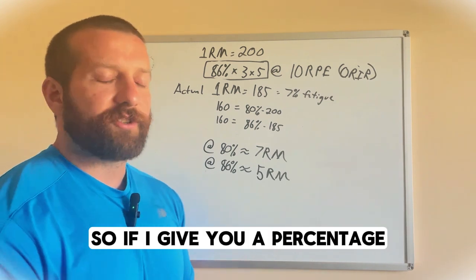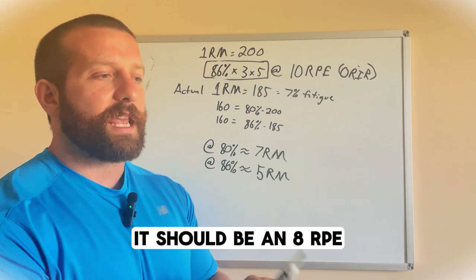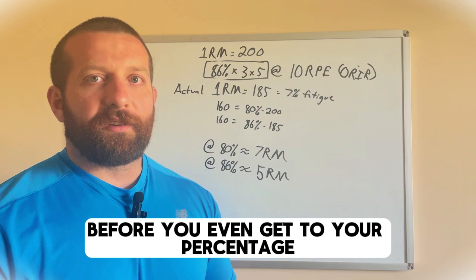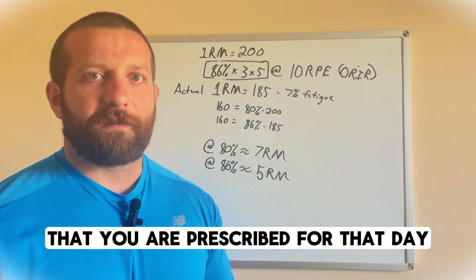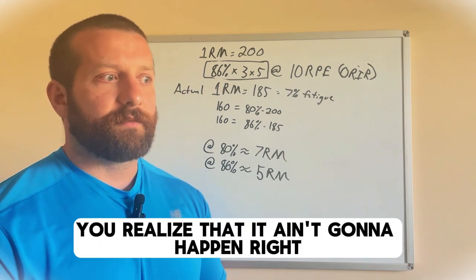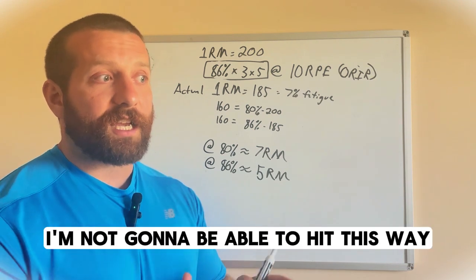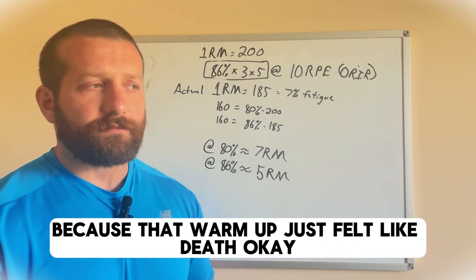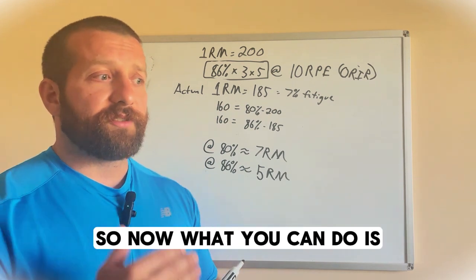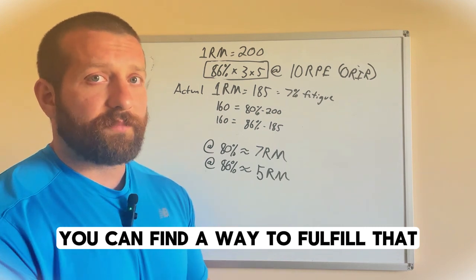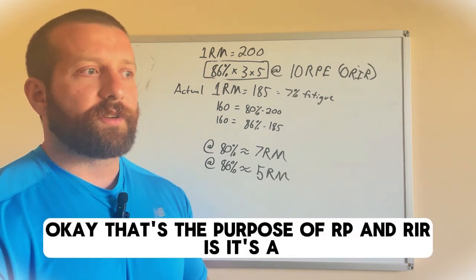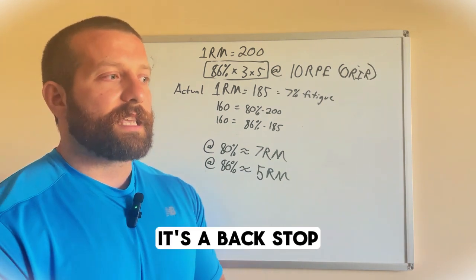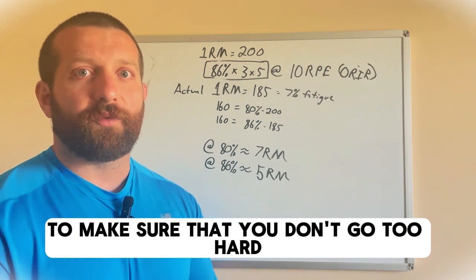So if I give you a percentage, and a level of effort I want you to hit, it should be an 8 RPE. If on a warm-up set, before you even get to your prescribed percentage for that day, you realize that it ain't going to happen, because that warm-up just felt like death, then you can find a weight to fulfill that prescription of effort. That's the purpose of RPE and RIR. It's a backstop to make sure that you don't go too hard.